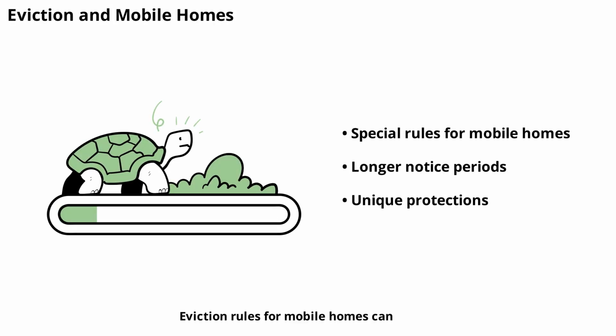Eviction rules for mobile homes can be different from those for traditional rentals. In some cases, tenants own their mobile home but rent the land it sits on. Special laws may apply, including longer notice periods or additional protections. Both landlords and tenants should be aware of these unique rules to avoid legal issues.